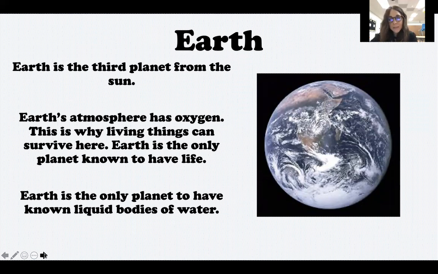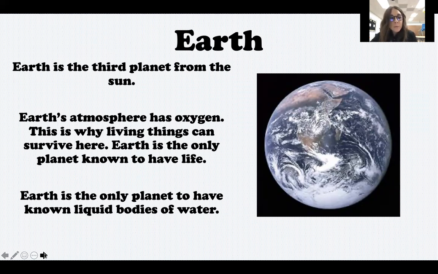However, since space is so vast and there's so much of space that hasn't been explored yet, a lot of scientists believe that it is possible that there are other planets out there, not in our solar system, that also have life, but it hasn't been proven yet. It's just, there's so much about space we don't know because it is so big.